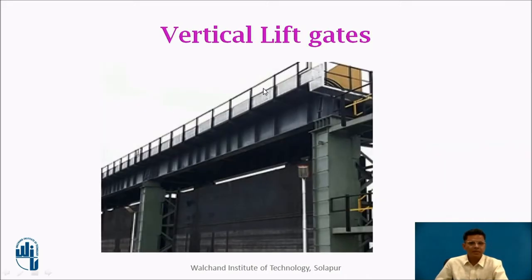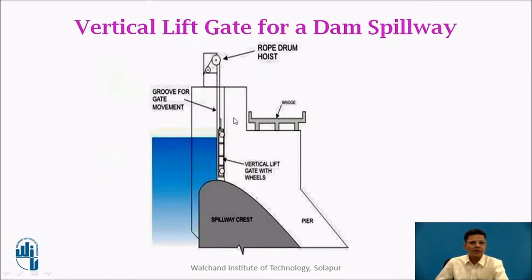This is another picture of the vertical lift gates. We find the hoisting mechanism here, and these are the vertical lift gates, and this is the supporting structure for that. A vertical lift gate for a dam spillway one can see. This is the top of the dam. This is a vertical lift gate. It is provided with wheels to reduce the friction, and this is a groove for the gate movement. Here there is a rope, drum and hoist mechanism to lift the gates.